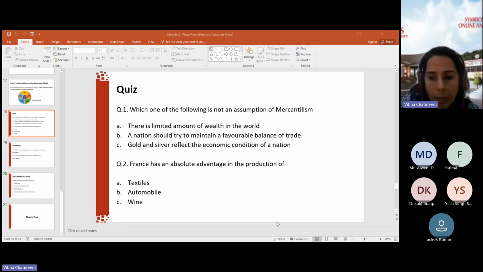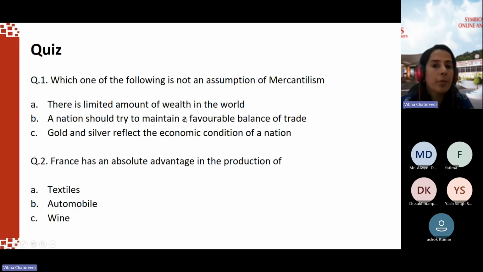Okay, before I move on to the next topic, I would like to pose some questions to the class, and let's see if you can answer them. My first question is, which of the following is not an assumption of mercantilism? That there is limited amount of wealth in the world. A nation should try to maintain favorable balance of trade, and gold and silver reflect the economic condition of a nation. Out of the three, which you think is the right answer for question one?